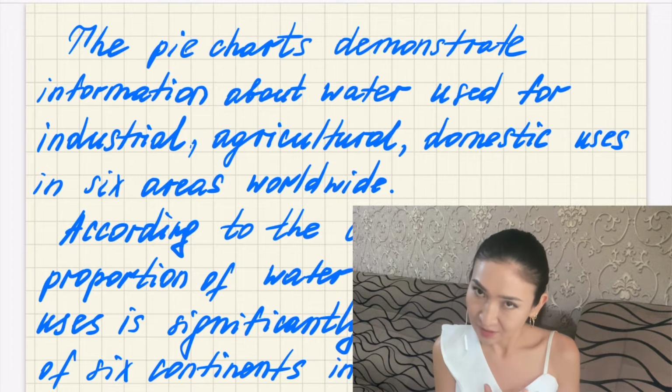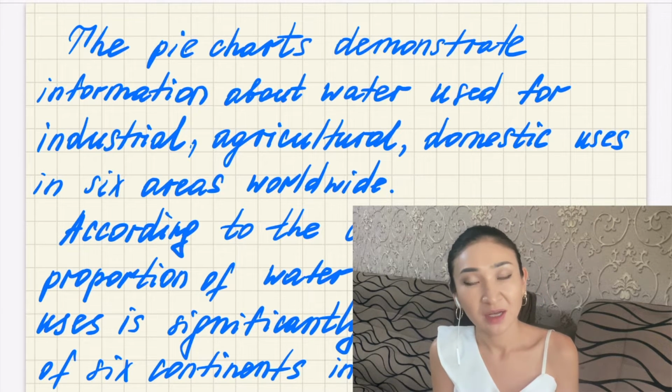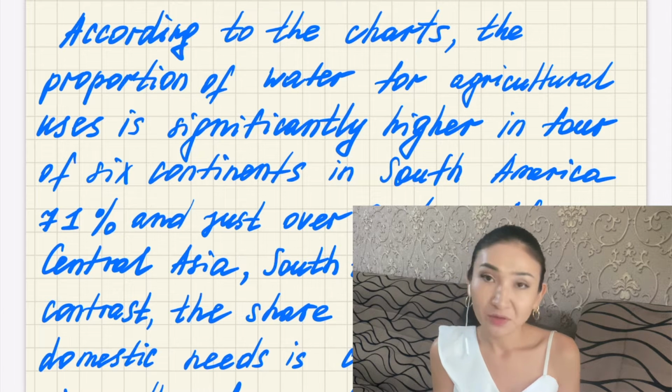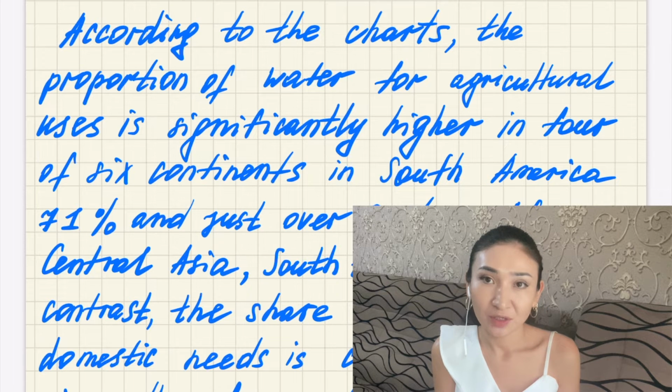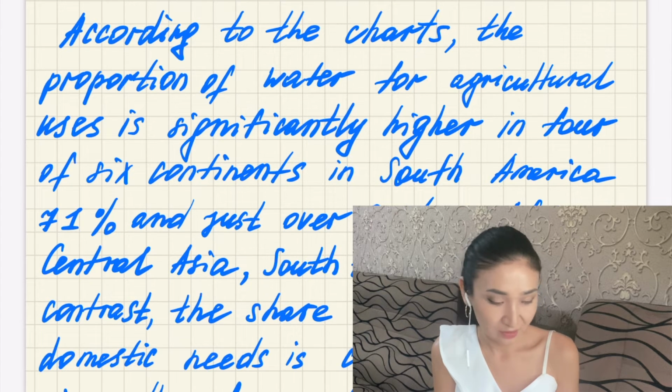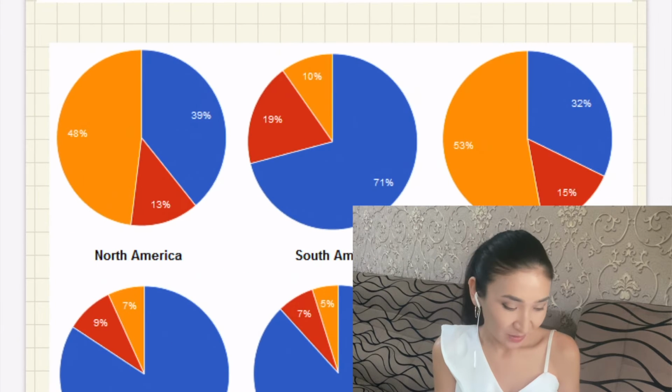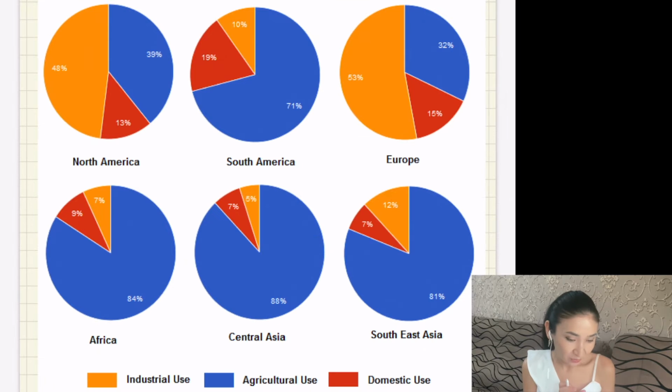Further, it's a bit complicated because it's the main part, because you have to write what you see. You go to body paragraph 1 and you describe what you see on your pie chart. Look at your pie chart. What comes into your eyes at first sight on this pie chart is this blue color, because it's a lot. This grabs your attention. Look at this. What is this blue color? It's agricultural use. This water for agricultural use is the majority.